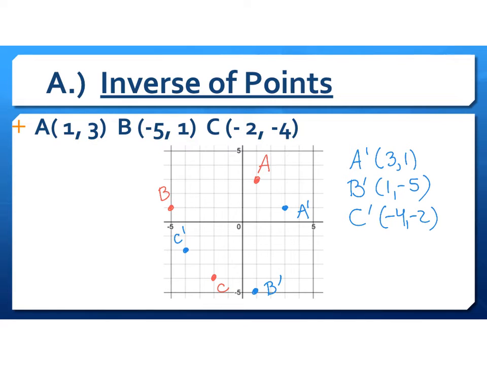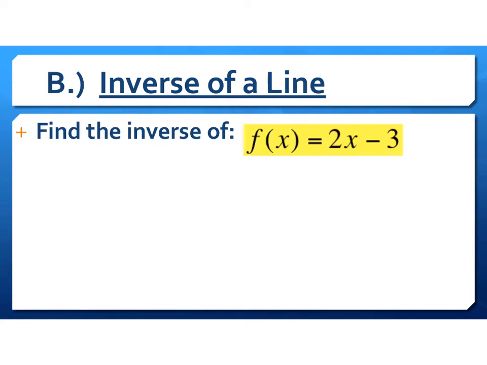And take a minute and see what you notice. I went from A to A prime, B to B prime, C to C prime. It's kind of this diagonal action going on, and if we look closer at it, it is in fact reflected over this diagonal line, y equals x. That is going to be true of all of our inverses. Inverses will always be reflected over the line y equals x.